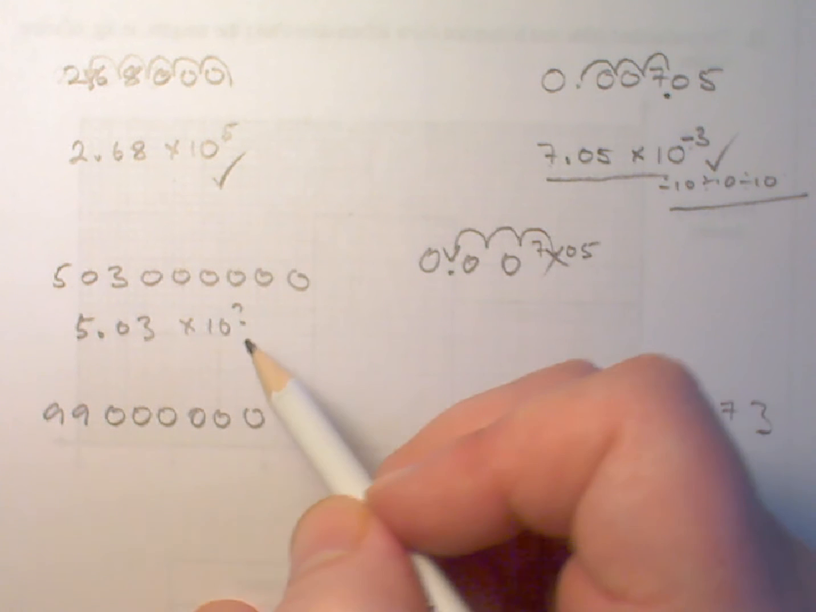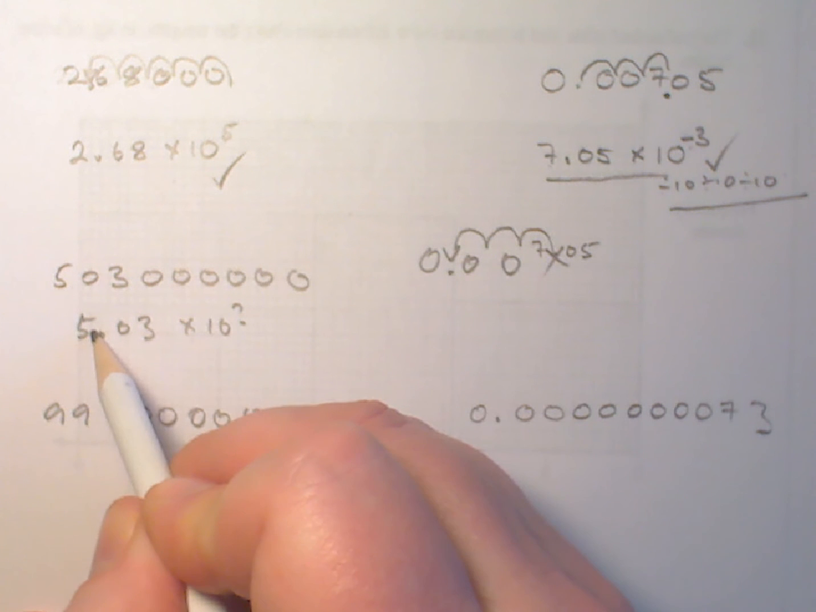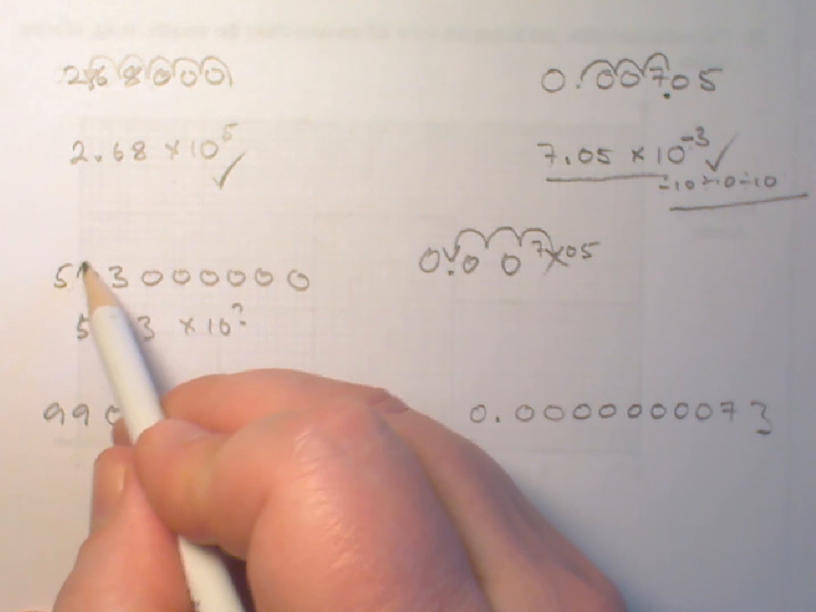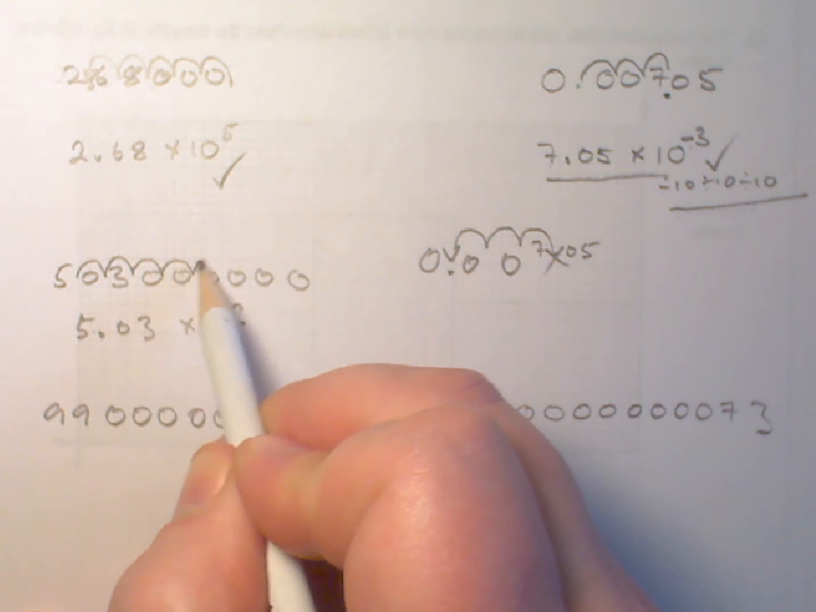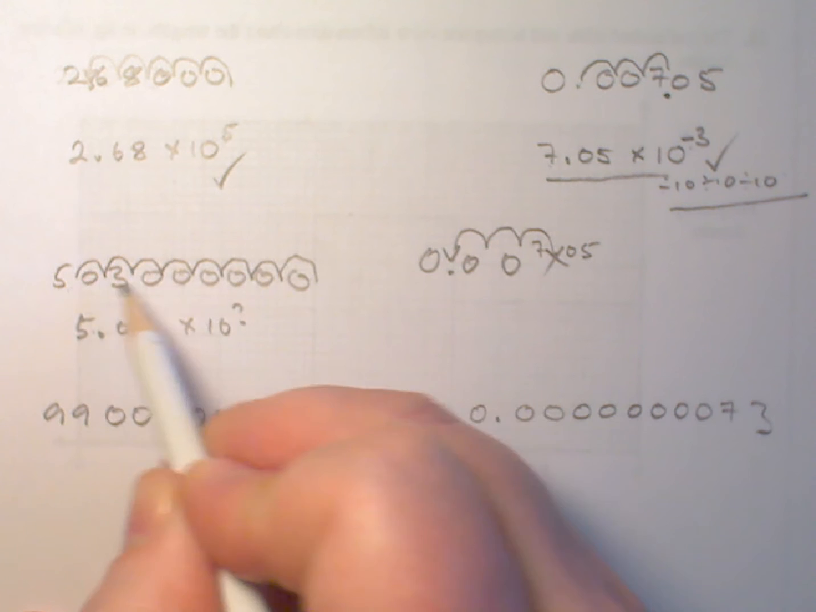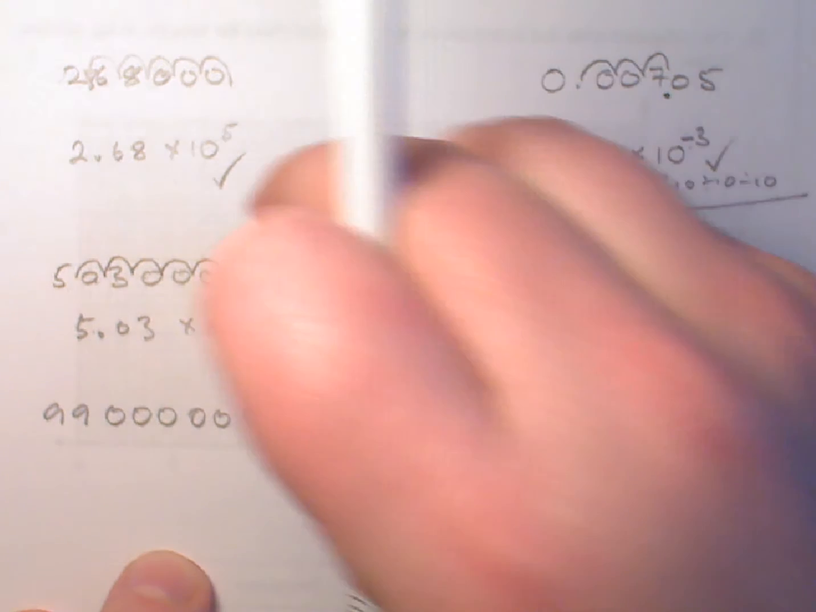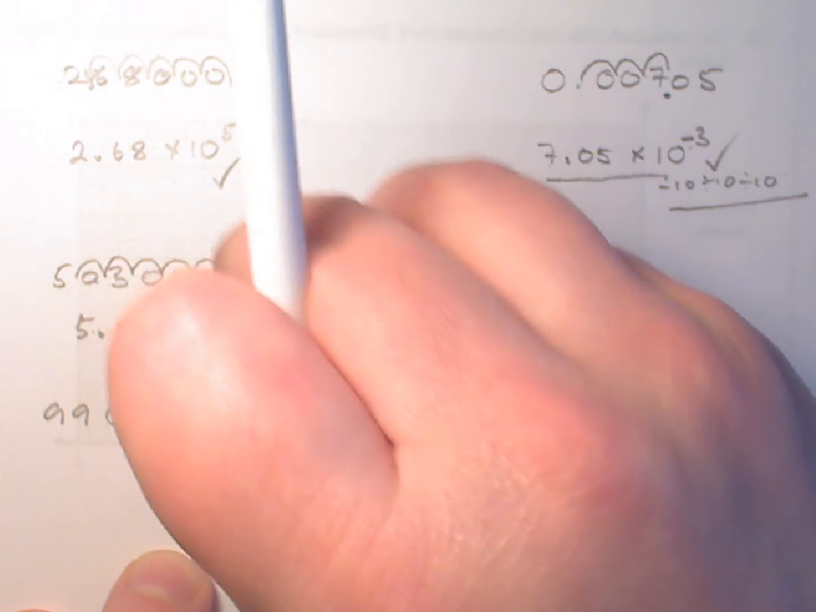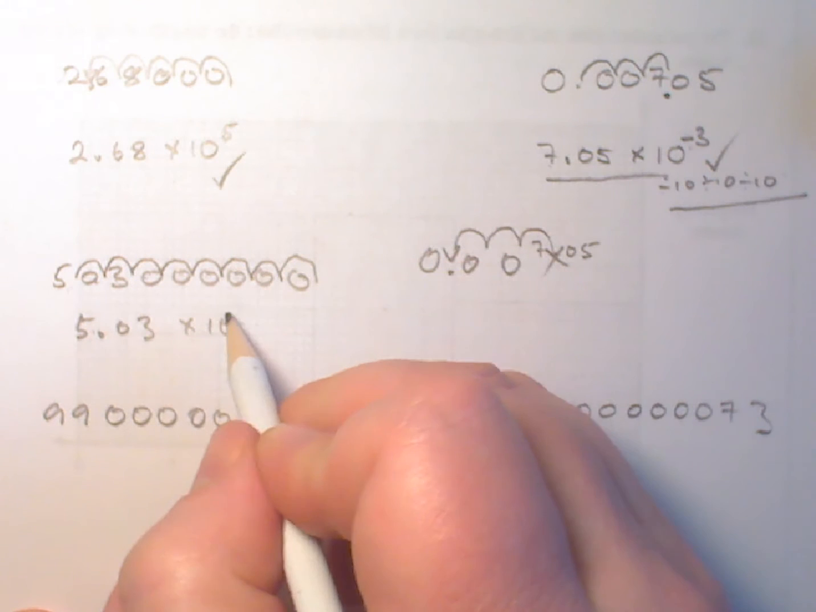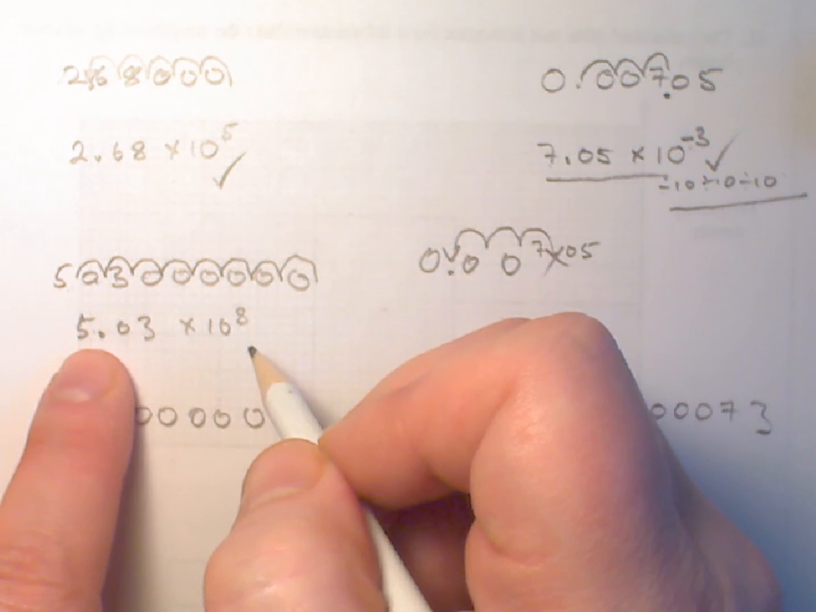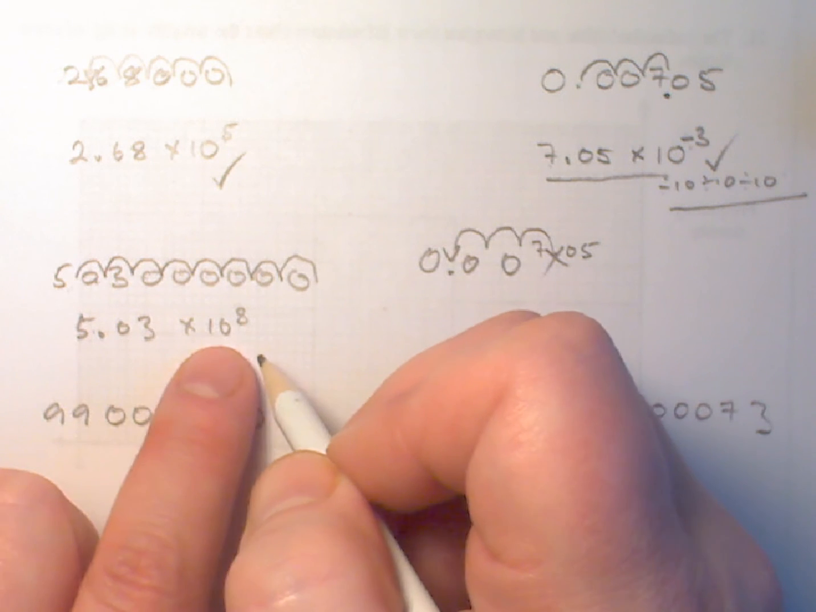Let's look at this one. The 5 used to be really big and now it's small. When I look at the number of jumps, well, the number of jumps is there, 1 2 3 4 5 6 7 8. Okay, so I just need to think to myself, is this 10 to the minus 8 or 10 to the 8? Well, it's 10 to the 8, and the reason it's 10 to the 8 is because this number has become small, and so we need to compensate. We need to make it bigger again.